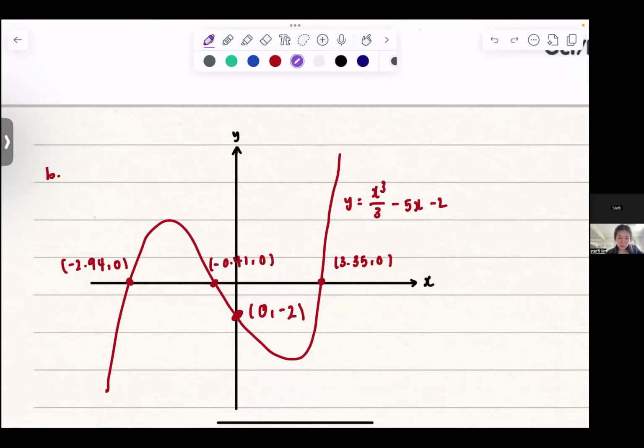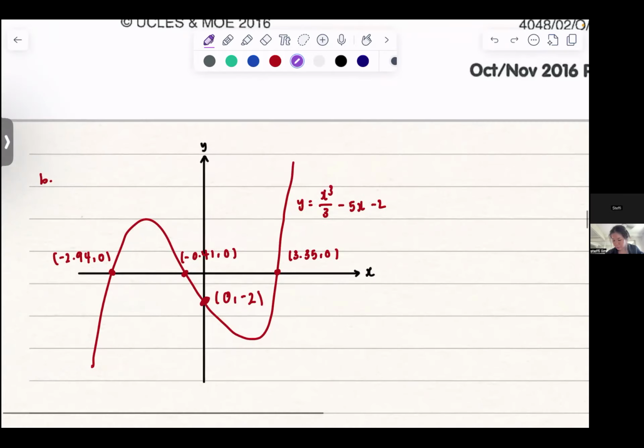Make sure to label all your axes and your points that cross all of the axes. Okay? And make sure also to label your curve. Very, very important, or you will lose marks from it.